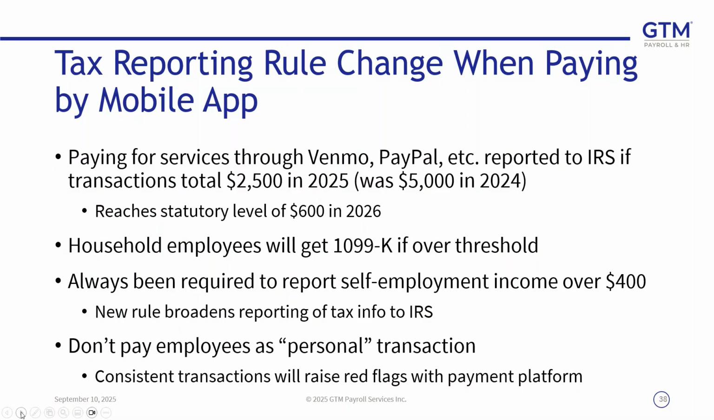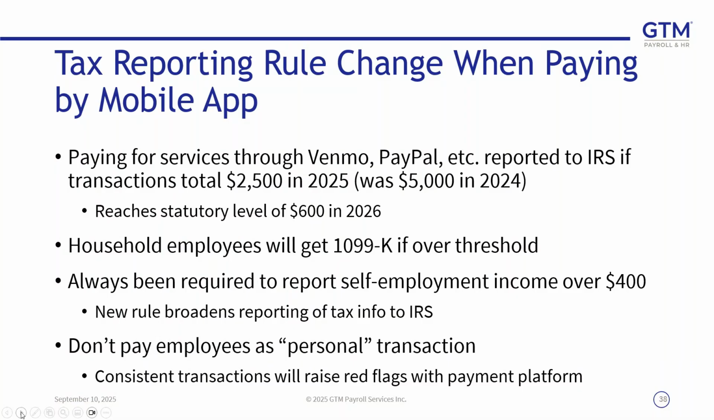Paying a date night or occasional babysitter through a mobile app may still be acceptable, but those sitters should know that this income will likely be reported to the IRS and should be reported on their personal tax return. It's always been a requirement to report income when the net earnings from self-employment exceed $400. This new rule just broadens the reporting of tax information to the IRS. And remember, this is not a new tax, it's a new reporting requirement.